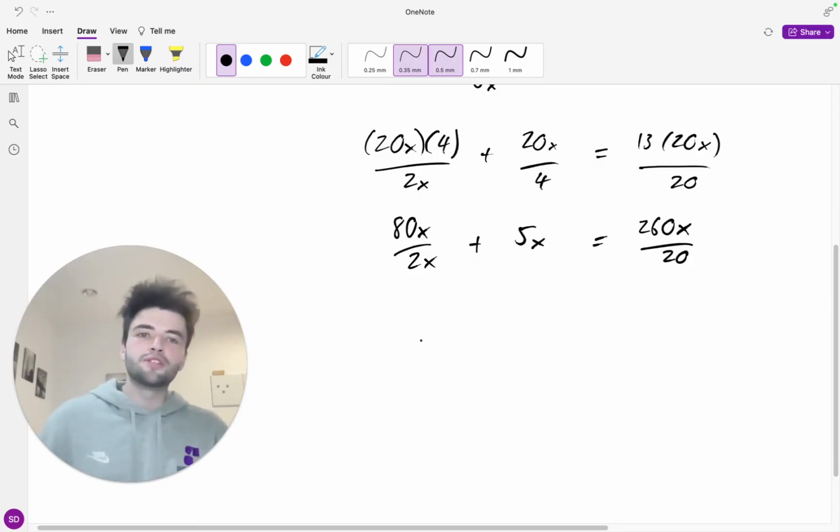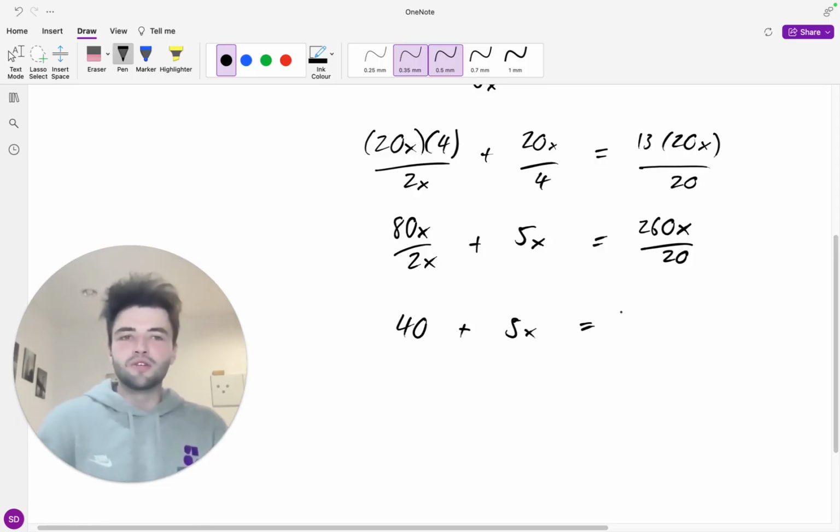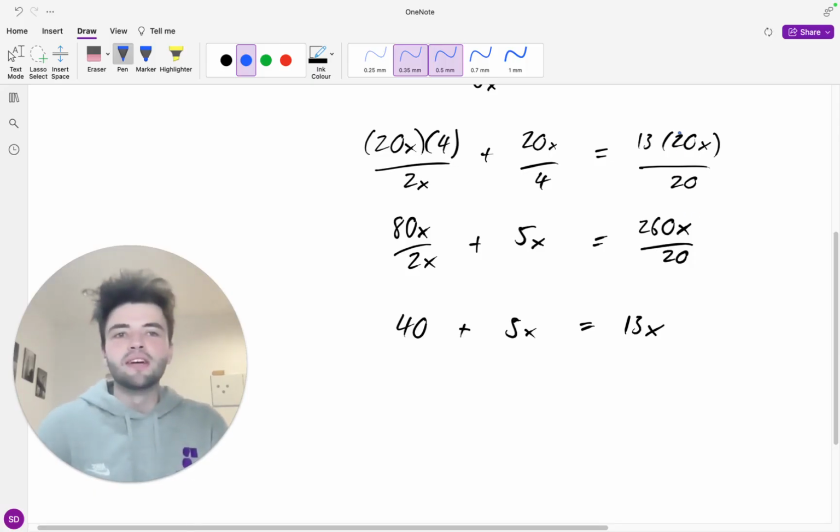And so now we've got a situation where we can just begin to divide what's on the top by what's on the bottom. So 80x divided by 2x is going to give us 40. So we've got 40 plus 5x, so our 5x is fine, it doesn't change. And that's going to be equal to 260 divided by 20 times x. So 260 over 20 is going to be 13. So we just have 13 times x. We could have actually just straight away cancelled out our 20 up here a few steps earlier as well, so this would have worked as well. But regardless, we've gotten to where we need to be now.